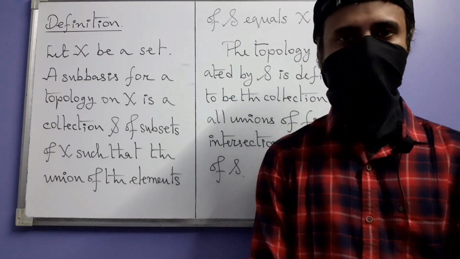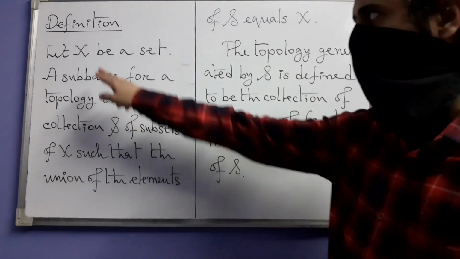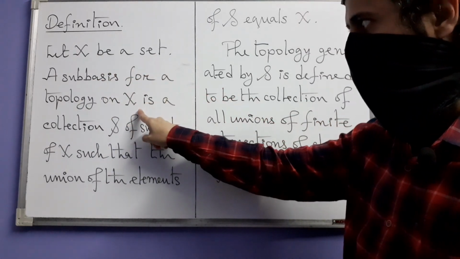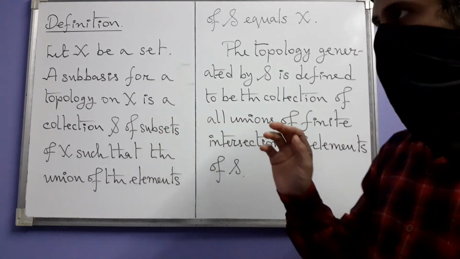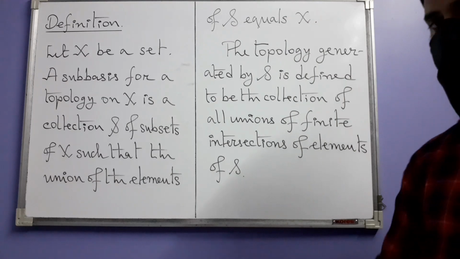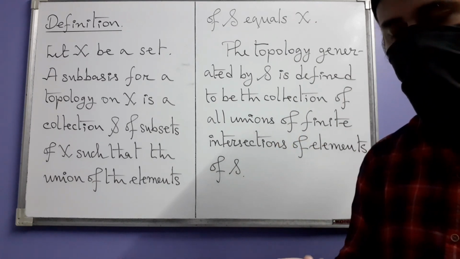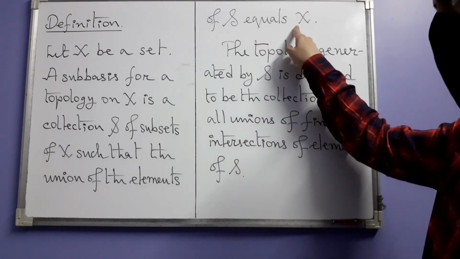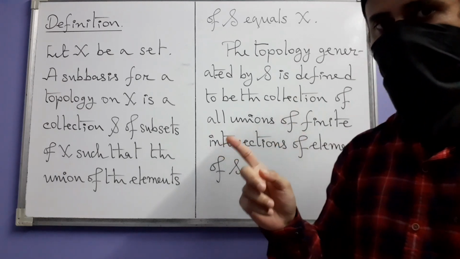Our next topic is subbasis. Let's see this definition. Let X be a set. A subbasis for a topology on X is a collection S of subsets of X such that the union of the elements in this collection equals X. That means S is a collection of subsets of X, so that if you take the union of all those subsets, then you get X. Such a collection is called a subbasis for some topology on X.